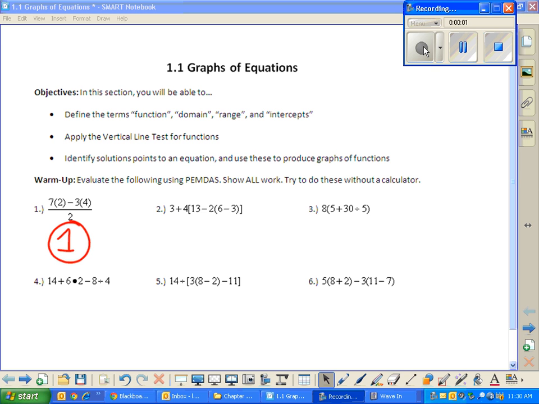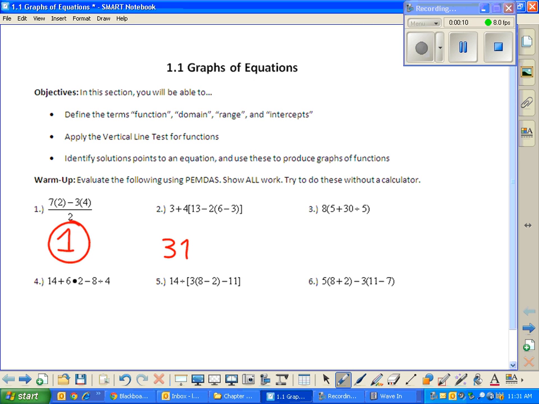Okay. Hey, Jonathan Perez, number 2. What'd you get there? Yes, your answer is 31. Well done. Did anybody not get that and not know what they did wrong? So you just need me to walk through it?